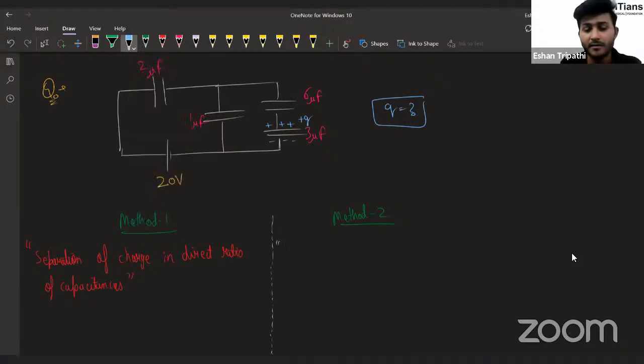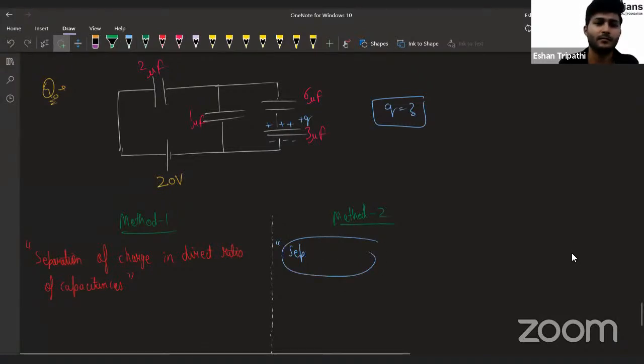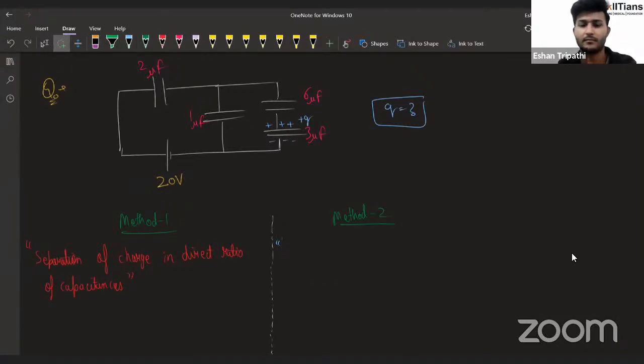And the second method is division of potential difference in inverse ratio of capacitance, of course in series.